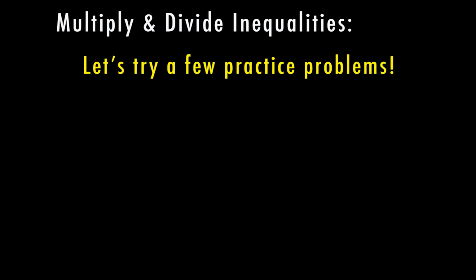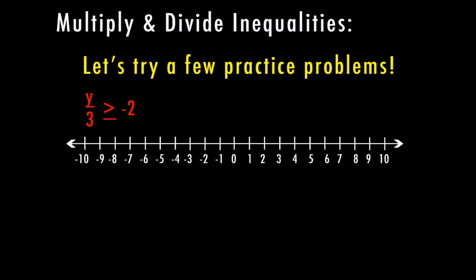Let's try a couple of practice problems. And so for the first one, we have y divided by 3 is greater than or equal to -2. So instead of dividing by 3, I'm going to use my multiply property, and I'm going to multiply both sides times 3. Again, 3 divided by 3 is 1, so I'm left with y is greater than or equal to a -6. Remember our negatives. -2 times 3 is a -6. So now I'm going to do a closed circle at -6, and everything is going to be shaded greater than.